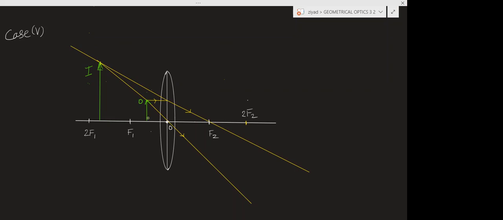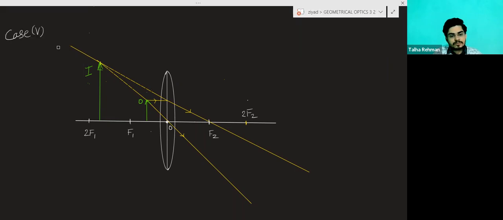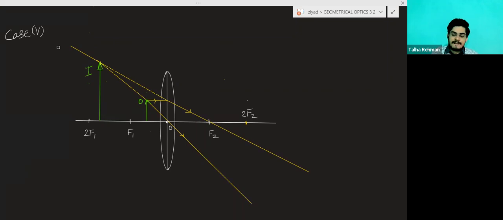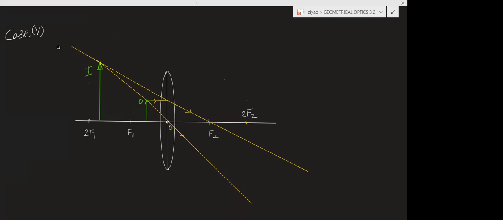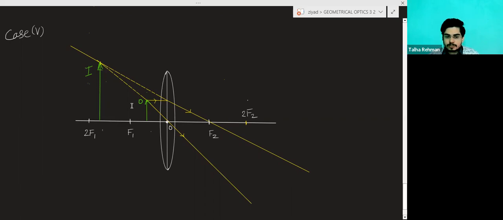And now you can see these rays are actually meeting or just appearing to meet. Appearing to meet. So the image will be virtual and erect. Position of the image: same side as the object. And what about the size? Larger than the object. The image is larger than the object.